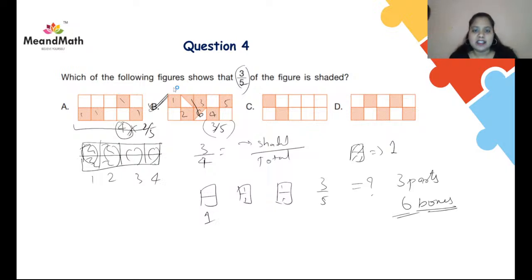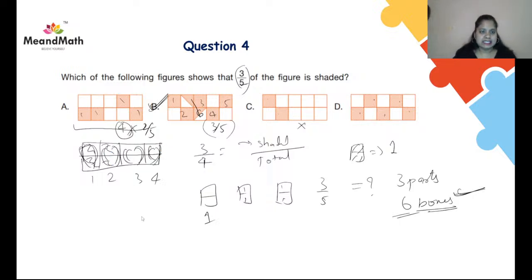We shall check options C and D also. We can see there are 1, 2, 2 shaded parts, which is not the required one from the question side. And we can count D: 1, 2, 3, 4, 5. No, we need 6 boxes to be shaded. So you understood how to do this. We are grouping two boxes as one part here.